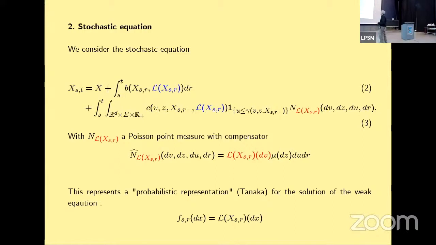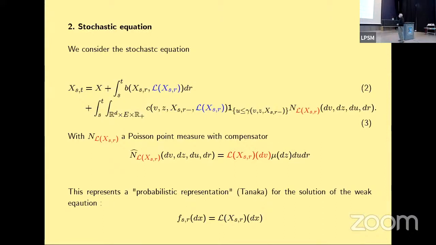And the link between this second equation and the first one, the analytical one, is that if you have a Boltzmann process which verifies this, and you take the law of this Boltzmann process and denote it by f_{s,t}(dx), then these probability measures verify the weak equation that I considered in the first slide. This is the link between the two. Actually, the original equations were analytical, and then it is Tanaka who initiated this probabilistic point of view and proved that the analytical solution has a probabilistic representation as the law of some Boltzmann process of this type.